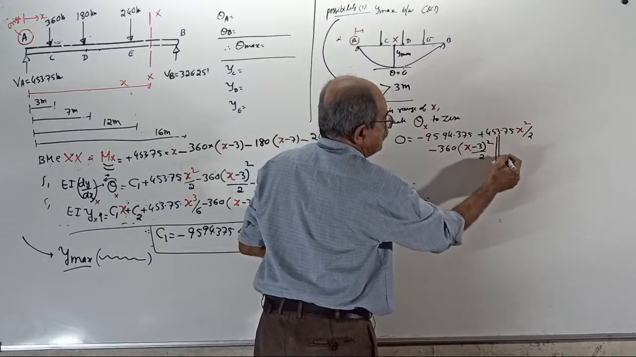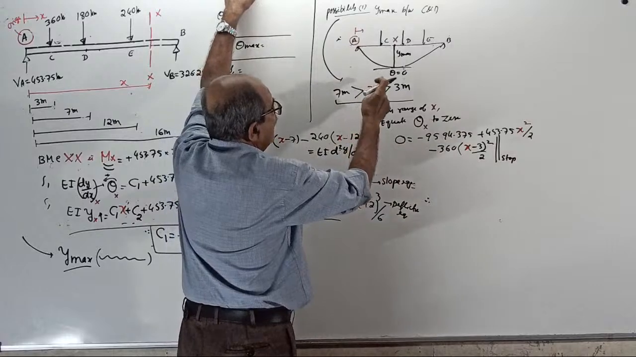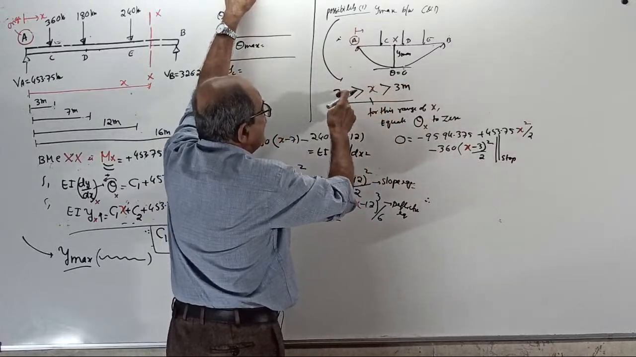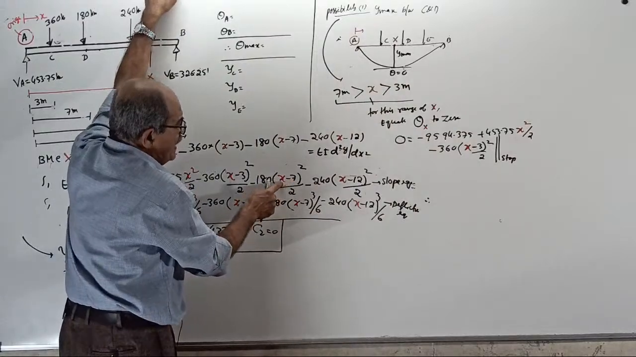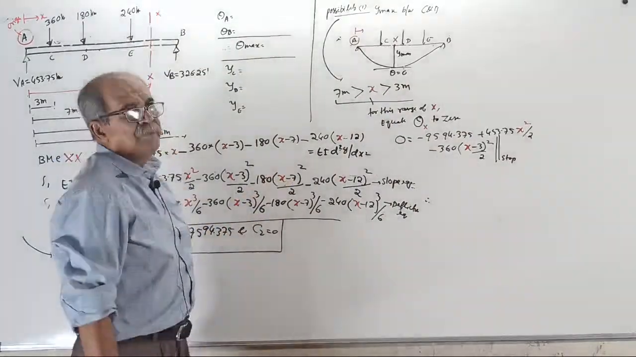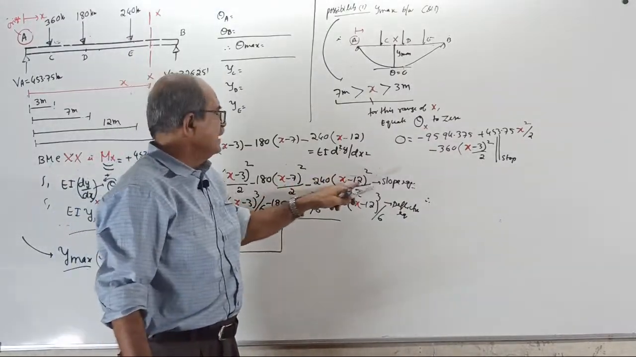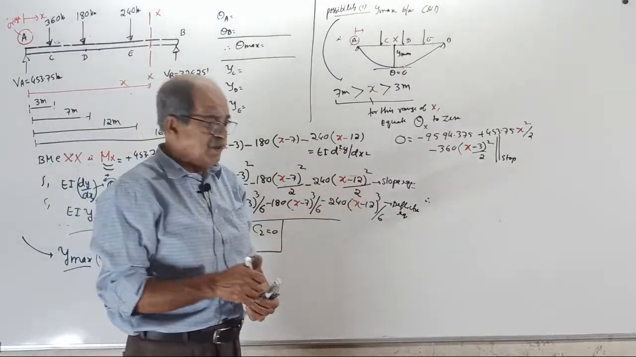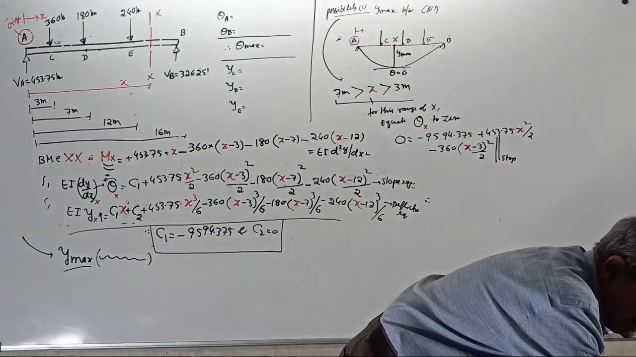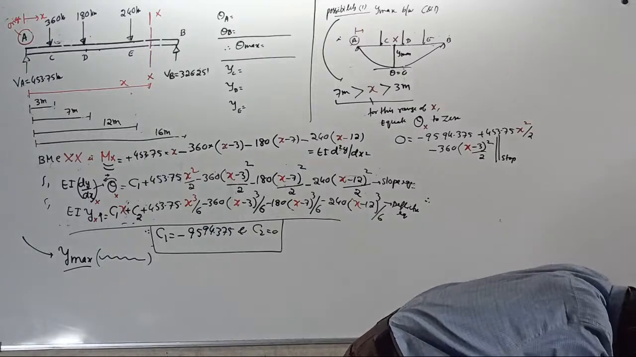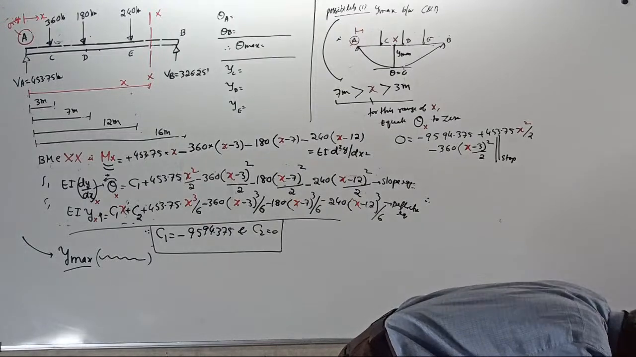Stop. Why stop? Tell me. Because, write the reason: when you take X more than 3 but less than 7, if X is less than 7, the last term X minus 7 is not applicable. Clear or not? X minus 7 not applicable means X minus 12 anyhow not applicable. Clear? I will not repeat this concept once again. Once I finish today, next time onwards, these things I will not tell.